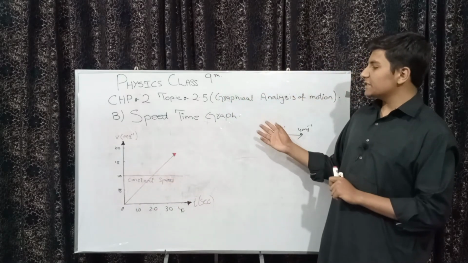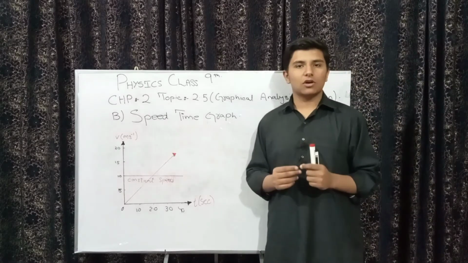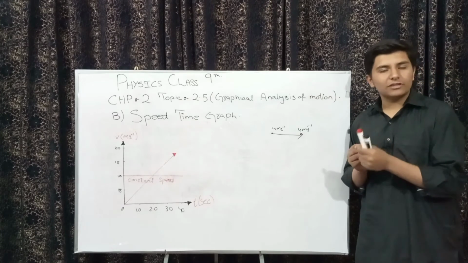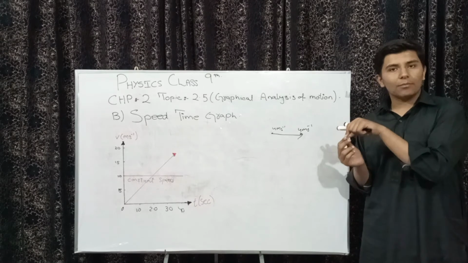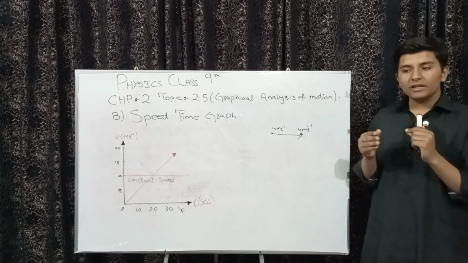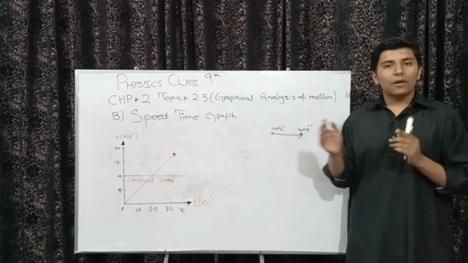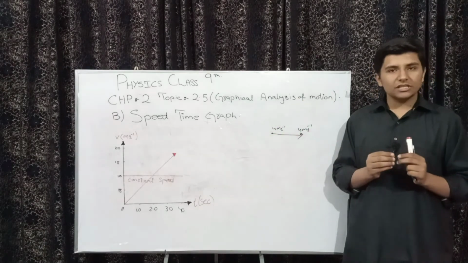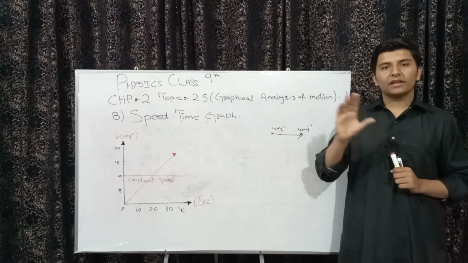So now, in the speed time graph, we have two conditions. Number one is when the speed is constant. Constant is a term which means that something is not changing. One is uniform, but one is constant. Uniform means that with the changing of one quantity, the other is also changing, meaning the ratio on both sides remains equal. But in constant, one quantity is increasing and the other is not increasing. It is remaining at the same point.